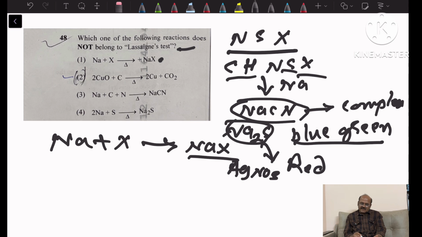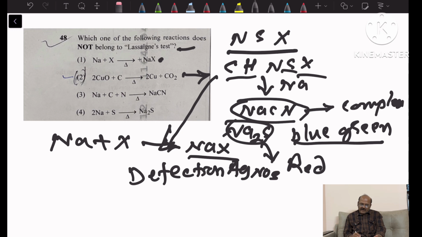So the first one is concerned with the Lassaigne test, but you can see in the second example, cupric oxide and carbon give rise to copper plus carbon dioxide. This is nothing but oxidation of carbon with the help of cupric oxide to carbon dioxide. This is used for detection of carbon, hydrogen, and oxygen. It is not the Lassaigne test. It is used for detection of carbon as carbon dioxide, which turns lime water milky.